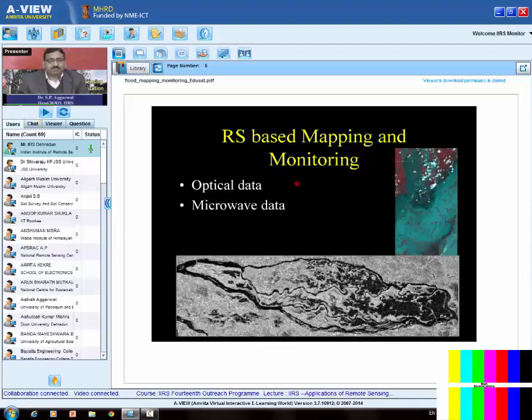So how to map the flood? Before the invent of the remote sensing, generally we got the information from the people. There were some authorities like flood department, Central Water Commission, they used to inform. Now also they are playing a major role. Nevertheless, now we have a very important tool which will give you a direct inundation mapping. The tool is basically remote sensing from satellite. We get the information from the satellite. It may be optical sensor, it may be microwave sensor. For flood mapping and monitoring, we need both the sensors, optical sensor and microwave sensor.